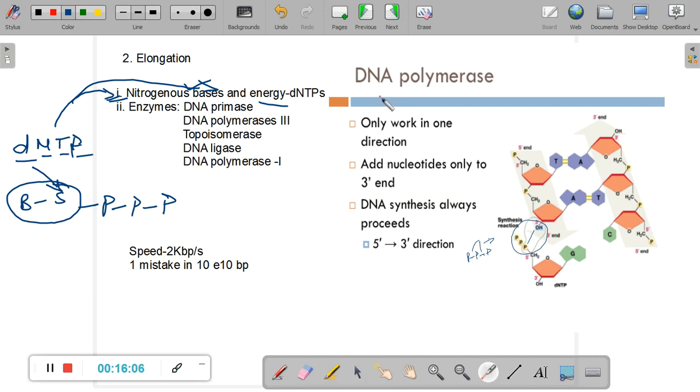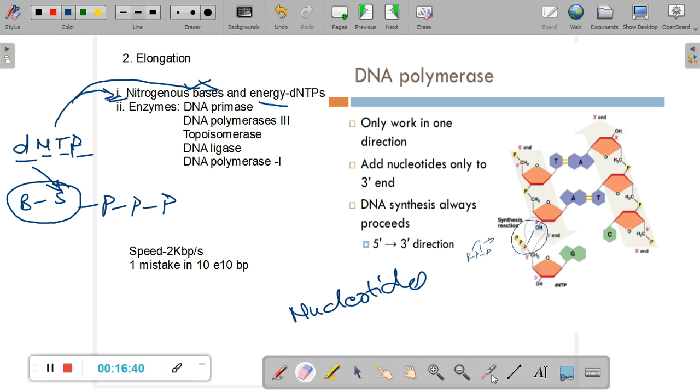Now, the main enzyme in the process of elongation is DNA polymerase. I hope you remember what polymerization means. It is to connect the same kind of things over and over again. You take similar units and connect them together, and what have we formed? We have formed a polymer. So in one way, if you look closely, DNA is nothing but a polymer. DNA is a polymer of dNTPs, or if we say, nucleotides.